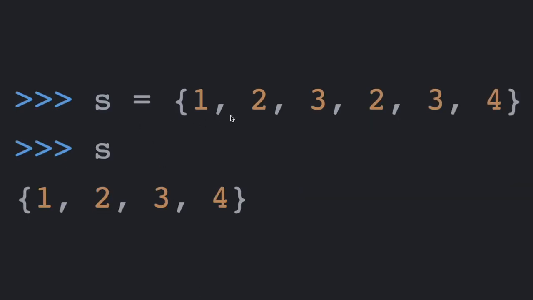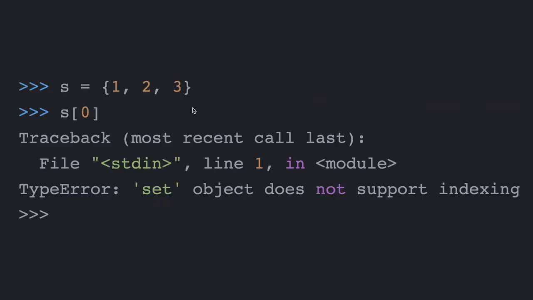So you see we're creating the set that does have 2 2s and 2 3s, but then when we check to see what S equals, there's only 1 2 and 1 3 because sets cannot have duplicate entries. And since they're unordered, you cannot access an index number because they're not stored in any particular order.